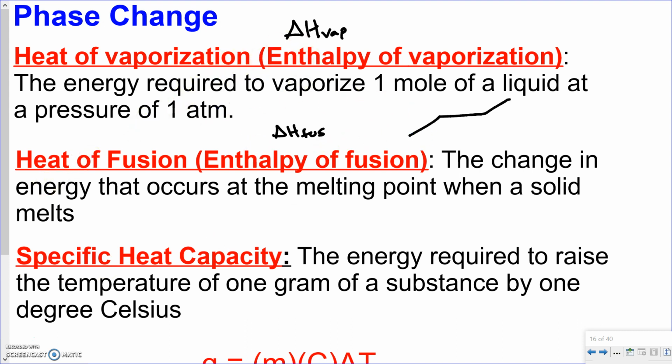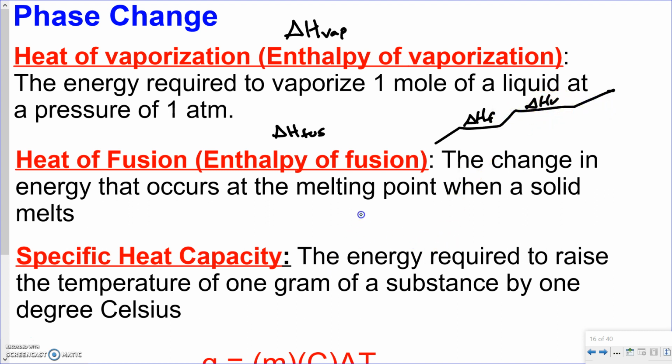So if we think about our heating curve being something like that, you would have delta H of vaporization down here, and delta H of, actually, excuse me, try that again. Sorry, delta H of fusion would be down here because that is our melting, freezing. There we go. And then delta H of vaporization would be up here because this is our boiling, condensing, going from liquid to gas. Okay.